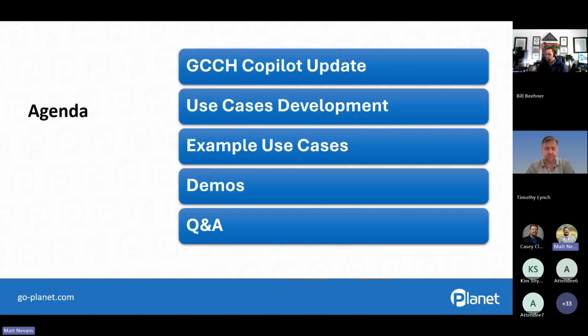Today's agenda is pretty straightforward. We do want to give a quick GCC High Copilot update about where things stand, what's been released, and what's coming. We'll focus on use case development. We'll give some example use cases and how they're created and some ways we measure them. And the best part is we'll have some live demos. At the end, we'll have some question and answer, which we'll go over some pre-submitted questions from attendees. And if anybody has any questions, you can feel free to submit those during the talk through the Q&A function within Teams.